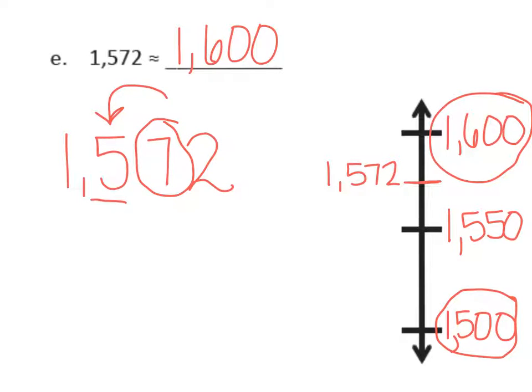Pause the video while you round and replay when you are ready. So the 7 is 5 or more, so it's going to tell the 5 to change to a 6. Everything after the 6 will change to 0.